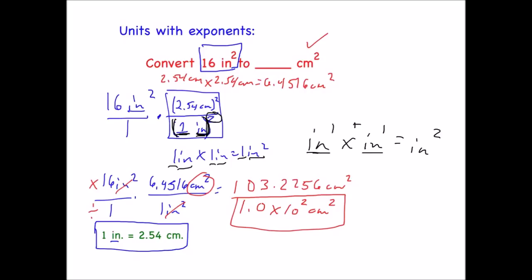And then, of course, we did the same thing up here with our 2.54 centimeters. You multiply 2.54 and 2.54 to get your 6.4516. And then centimeters to the first exponent times centimeters to the first exponent equals centimeters to the second exponent. Okay?